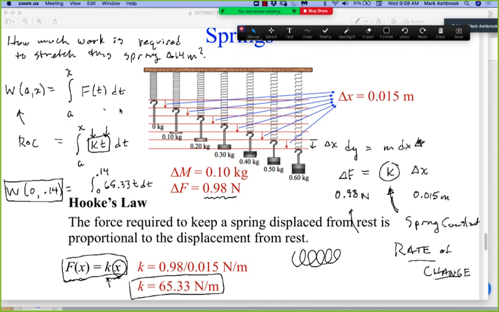Sure thing. If k wasn't given, do you just use algebra and find k? In fact, that's what we did. This is kind of what I did here. The given here was that it took an additional 0.98 newtons to stretch the spring an additional 0.051 meters. And that's how we solved for k. They just did it down here. So yes, to solve for k, you will need a force and a corresponding displacement. And that allowed you to solve for k. And then you're going to use that k in your net accumulation function for work.